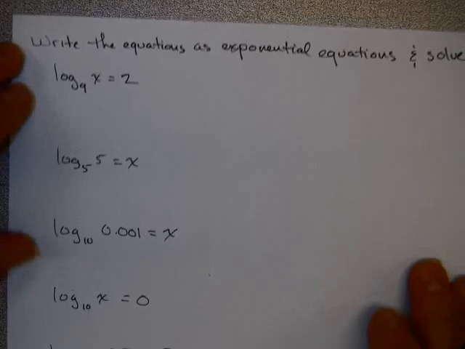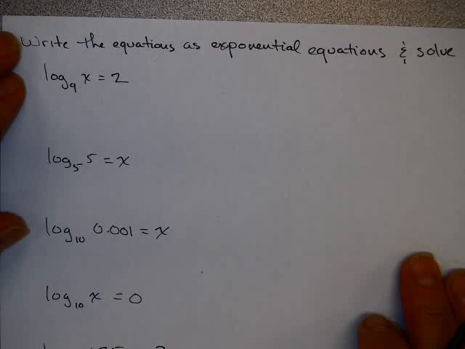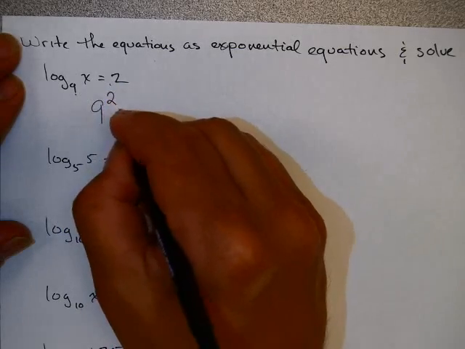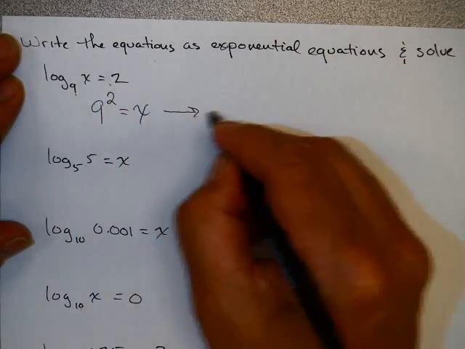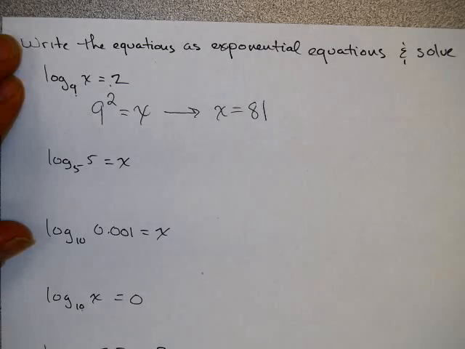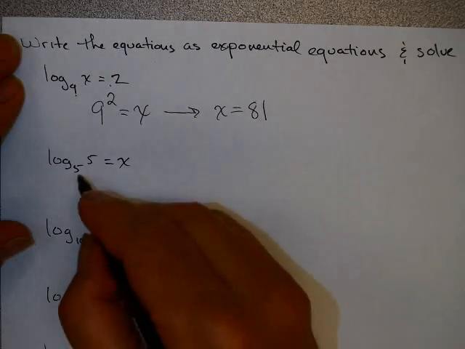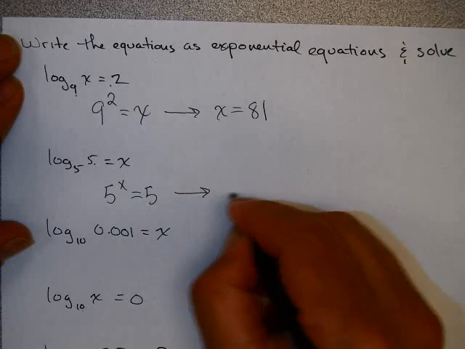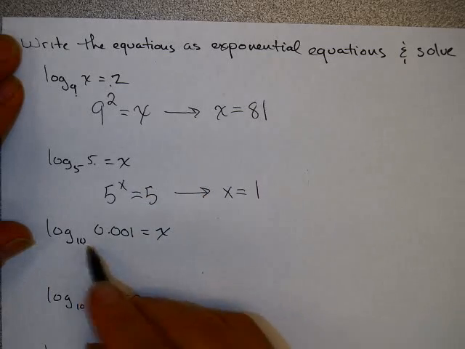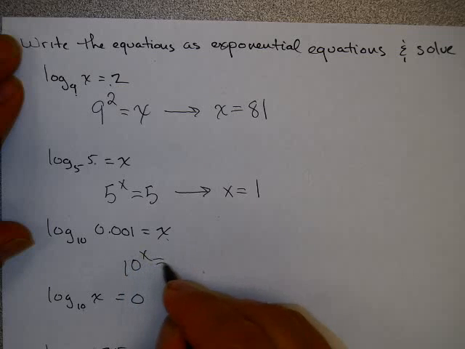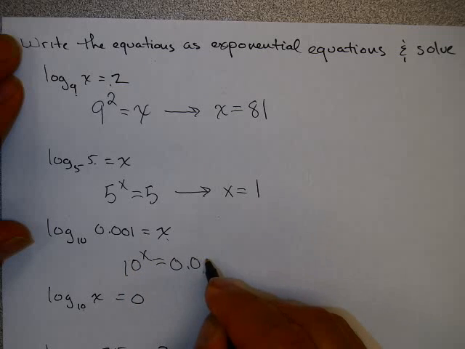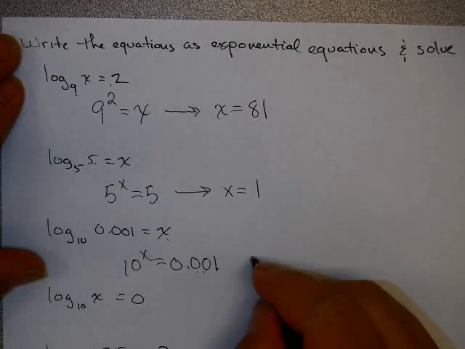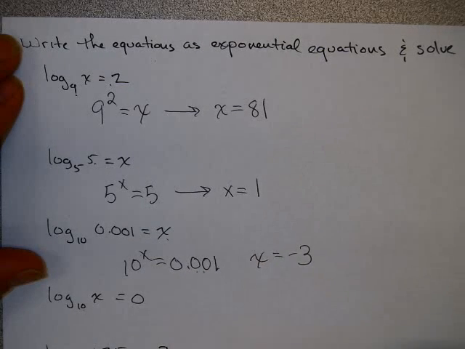One more problem. Let's just write these as exponential functions and then solve. So writing this as an exponential function, this is 9 squared equals x. Pretty easy to solve. That's x equals 81. How about this one? 5 to the x equals 5. Pretty easy to solve. That's x equals 1. 10 to the x equals 0.001. And that, if you think about this for a little while, is x equals minus 3.